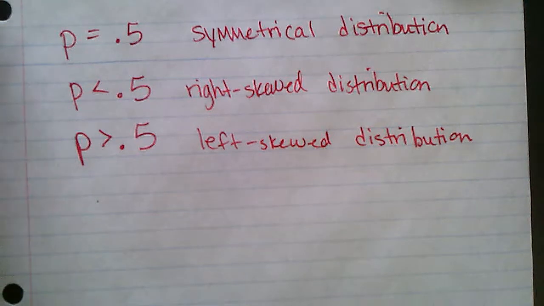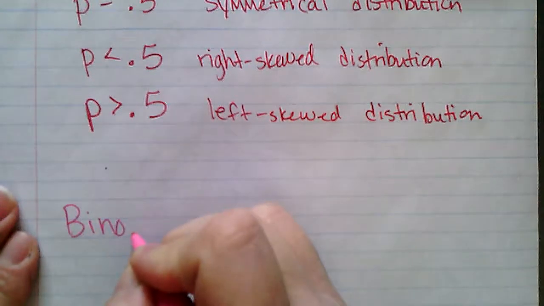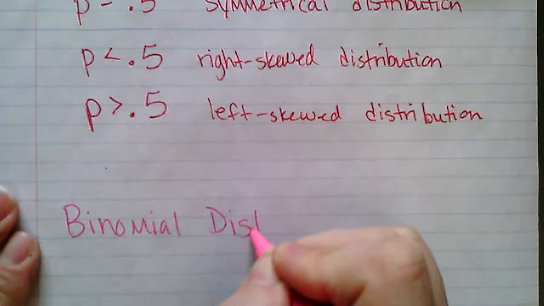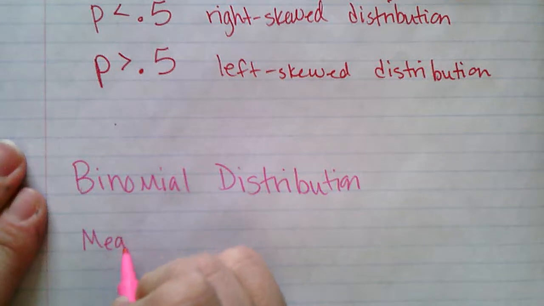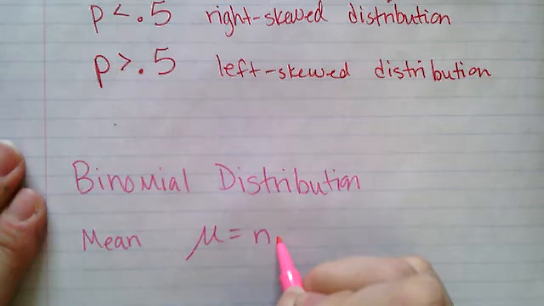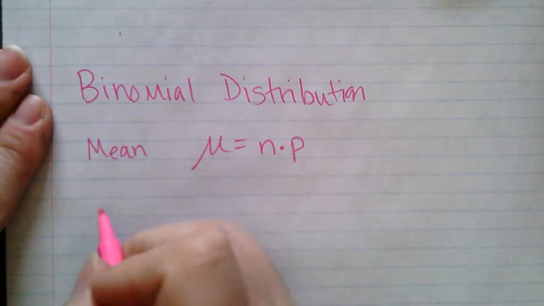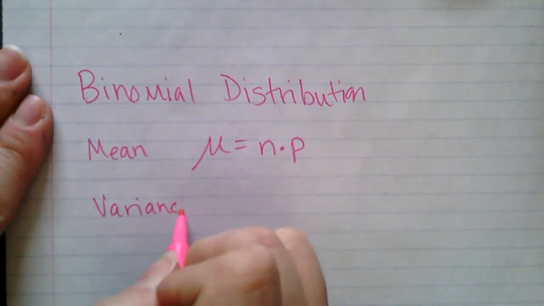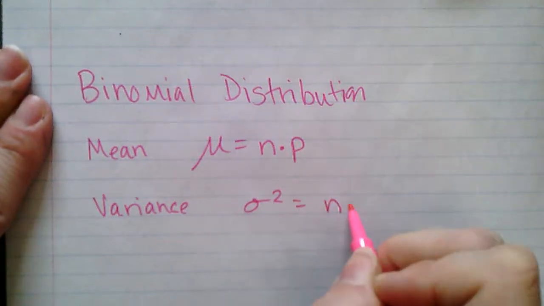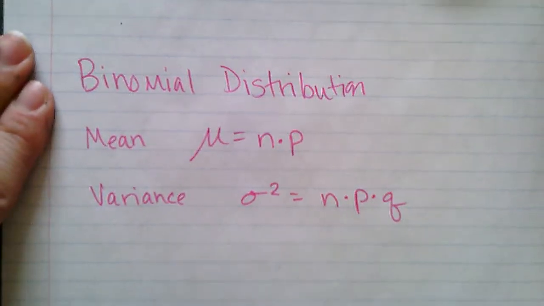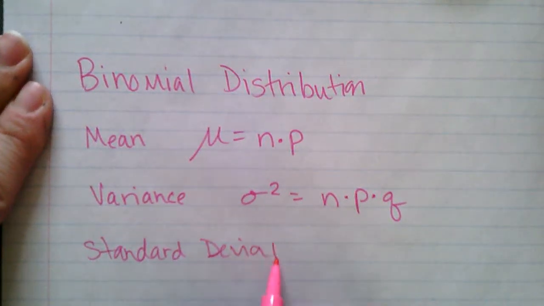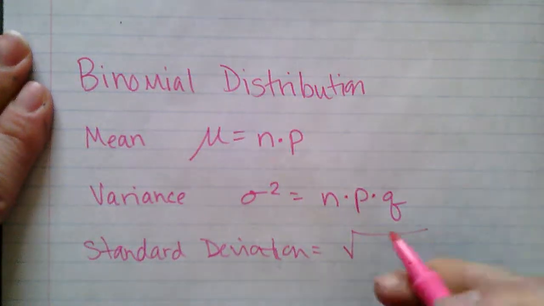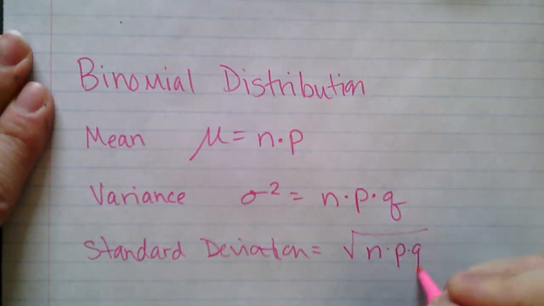Now, one cool thing that we can do with a binomial distribution is we can find the mean super easy. For a binomial distribution, the mean is going to be mu equals n times p. Variance, sigma squared, is equal to n times p times q. And then, of course, standard deviation is going to be the square root of sigma squared, or the square root of n times p times q.